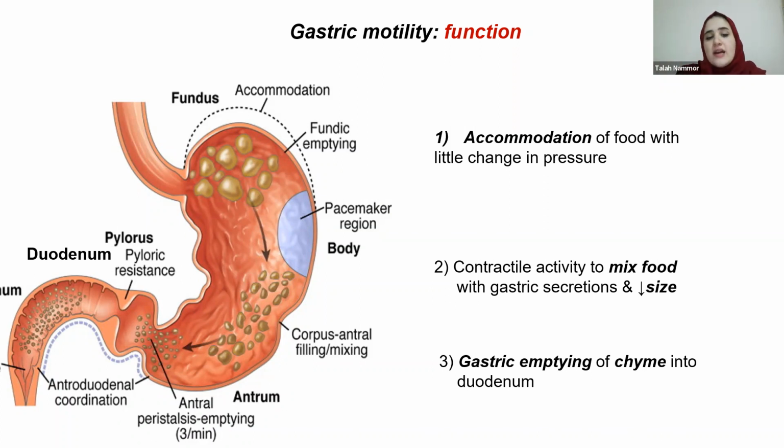The second function is that it has to do peristalsis to mix and churn the food to make it into smaller and smaller particles, and you can see it here.